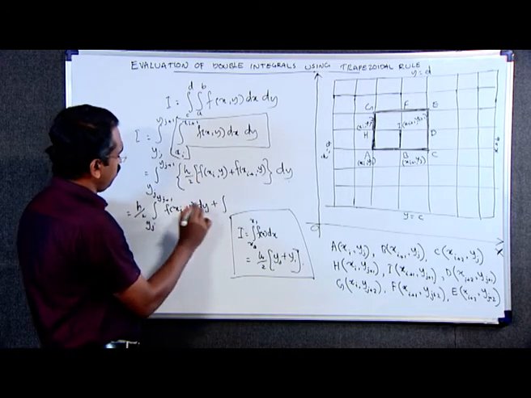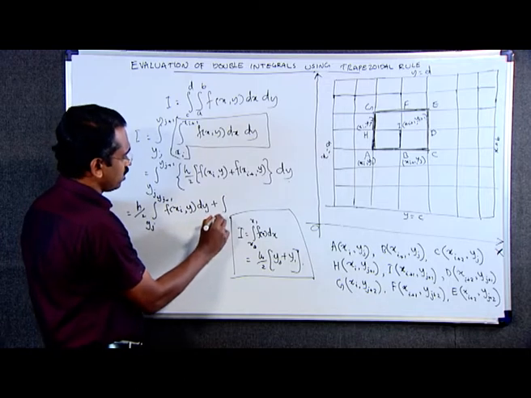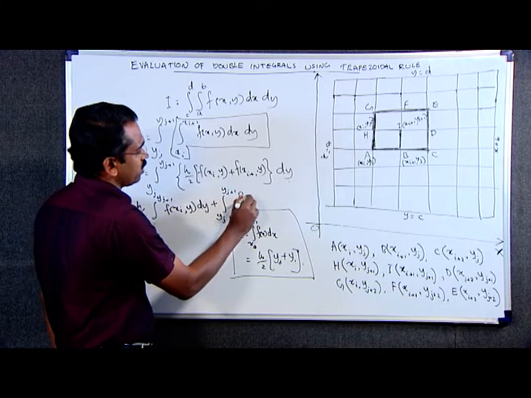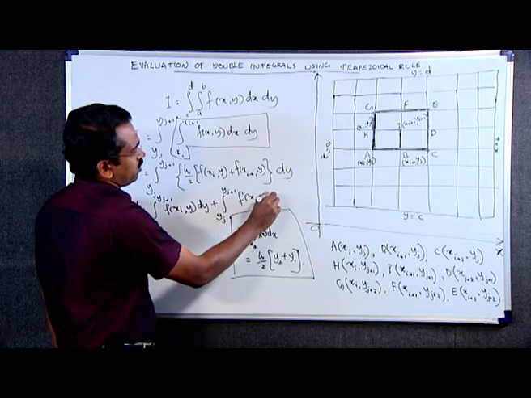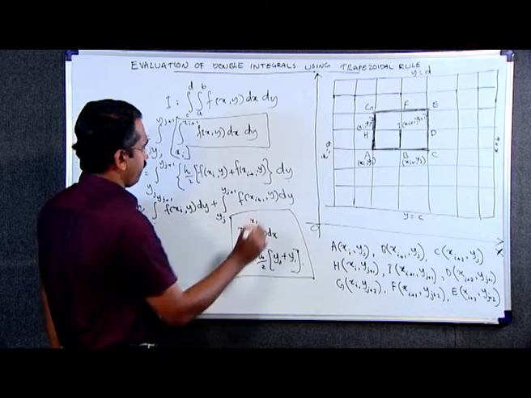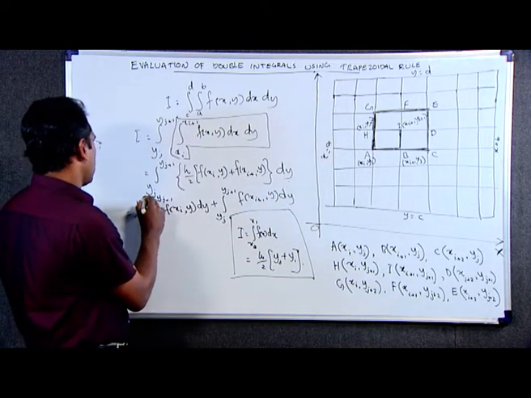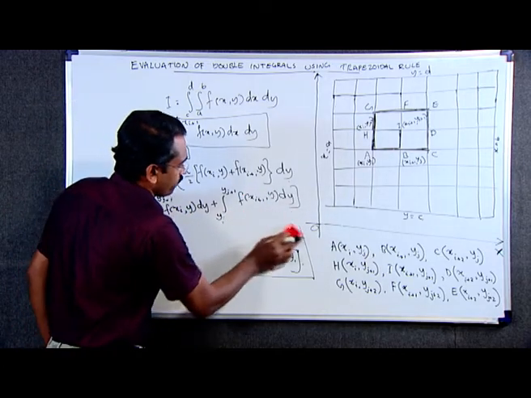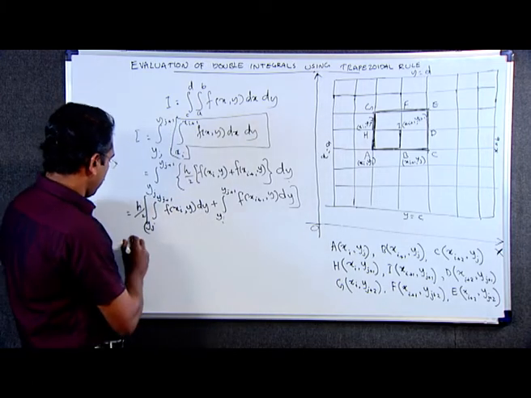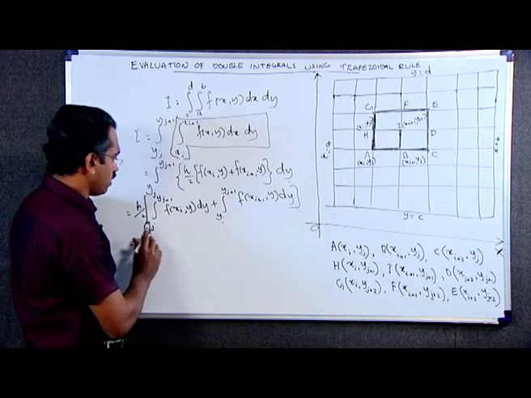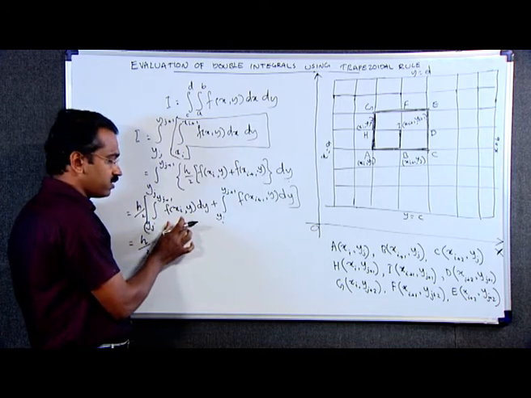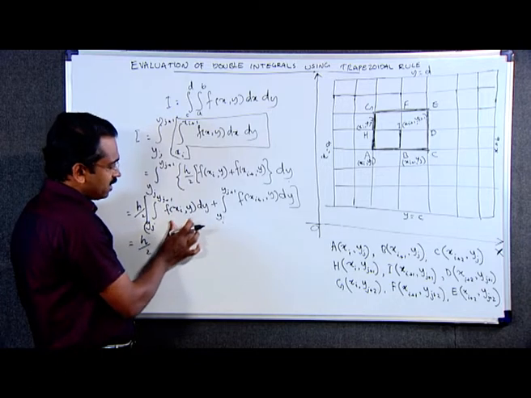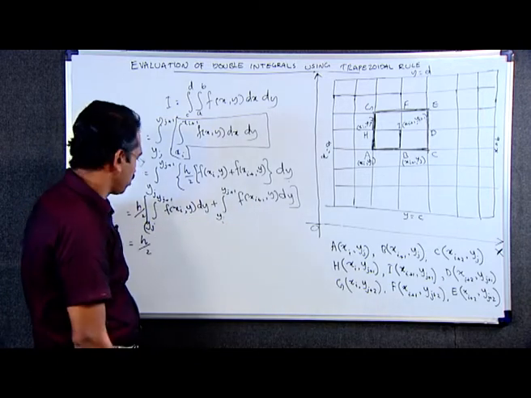plus the integral from yj to yj plus 1 of f of xi plus 1, comma y dy. This h by 2 is common for these two integrals. This is equal to h by 2 into, now we apply the trapezoidal rule for this first integral and then for this second integral also.